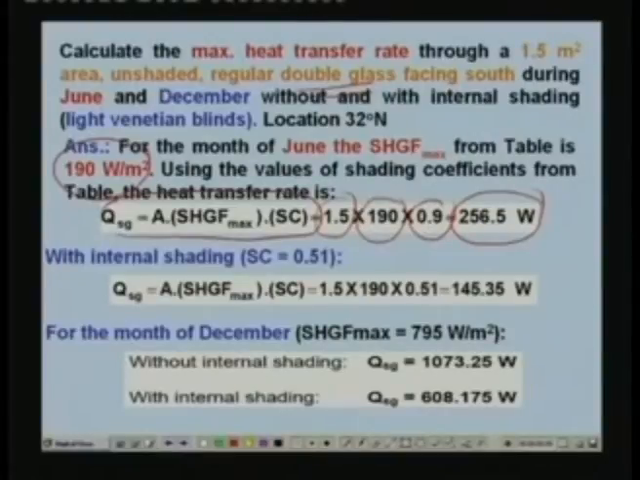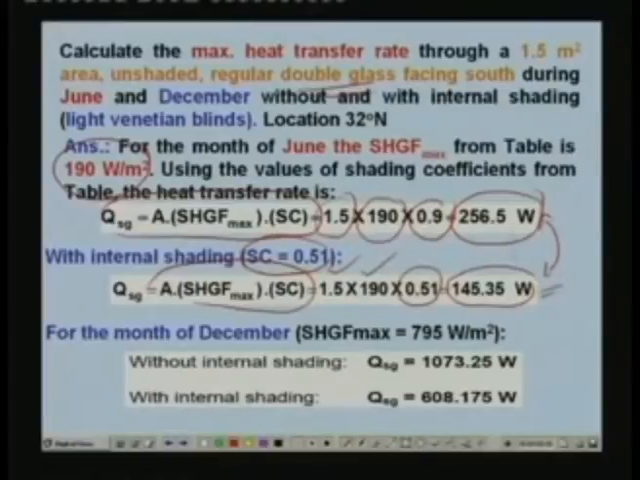With internal shading, that means if you are using Venetian blinds, for the same date the maximum energy transmitted is given by the same formula. The area is the same, SHGF max is also the same, but the shading coefficient is different now, it is 0.51. So the maximum transmission rate is 145.35 watt. From this you can see that with Venetian blinds you can reduce the energy transmitted considerably. It is almost 50% compared to without internal shading.